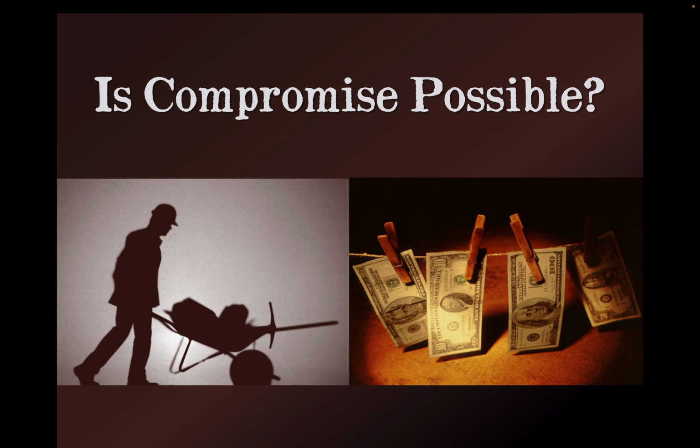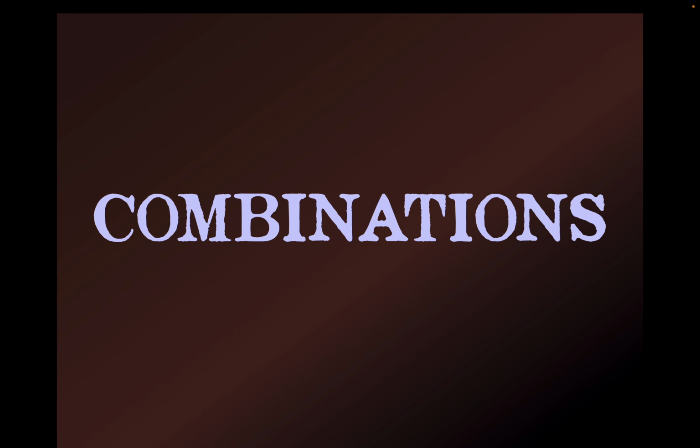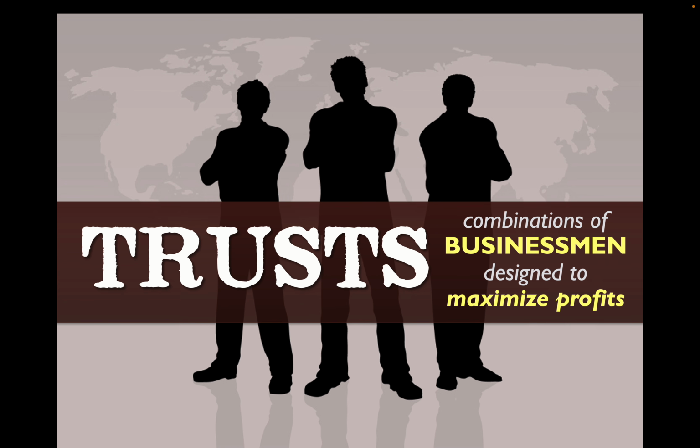So is compromise possible during this time period? Remember, we're looking back at the U.S. history. So is compromise possible so that we can have a little bit of both? So some combinations that we need to talk about are trusts. Trusts are combinations of businessmen designed to maximize profits. And there are laws against trusts getting too big. Some famous examples of trusts are the oil and the steel industry back in the day.